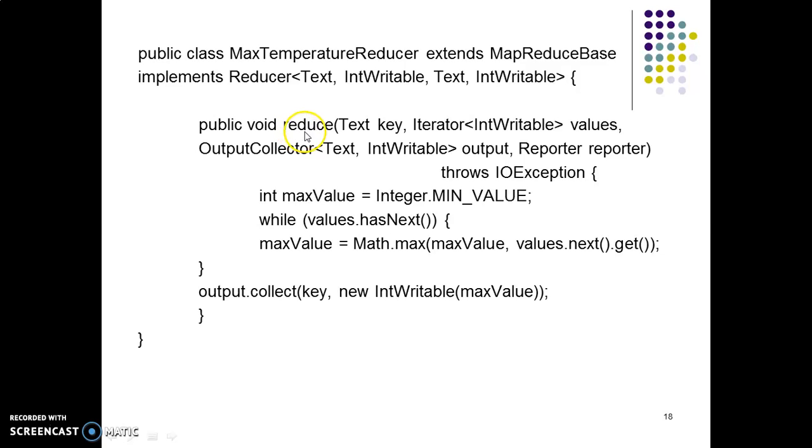We are making use of the function present inside that interface, that is reduce, using Text as the key, the IntWritable values we have read, along with the OutputCollector with Text and IntWritable. The Iterator and OutputCollector are generic data types. Then we use a Reporter, and all this throws IOException. We set maxValue equal to Integer.MIN_VALUE, then while values.hasNext, we update maxValue.